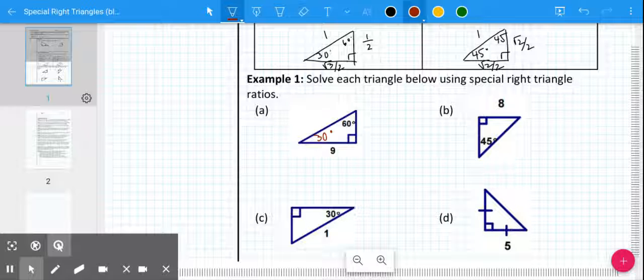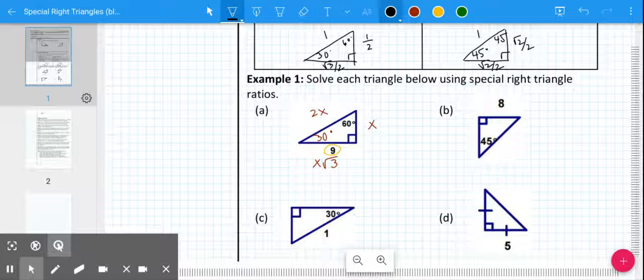So across from 30 is a 1, or I'm going to call it a 1x. Across from 60 is a root 3, or an x root 3. And across from 90 is a 2, or a 2x. So this x is some multiplier that multiplies my 1, root 3, 2 ratio to fit this triangle. Since this side 9 was not a 1, a root 3, or a 2, that means the original ratio has been expanded to get us to this specific triangle.